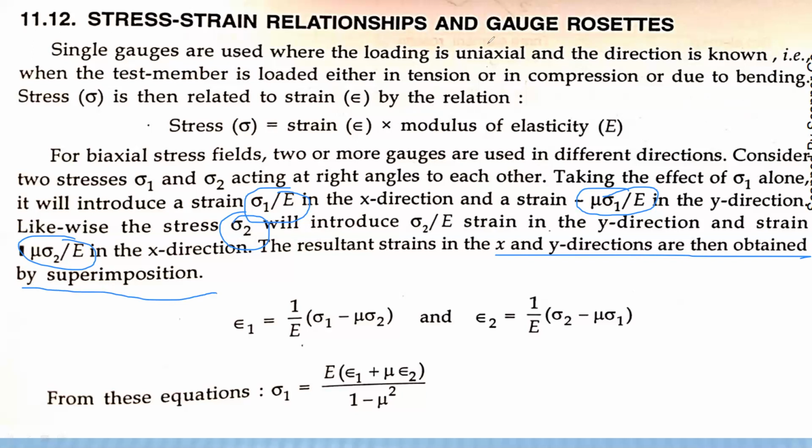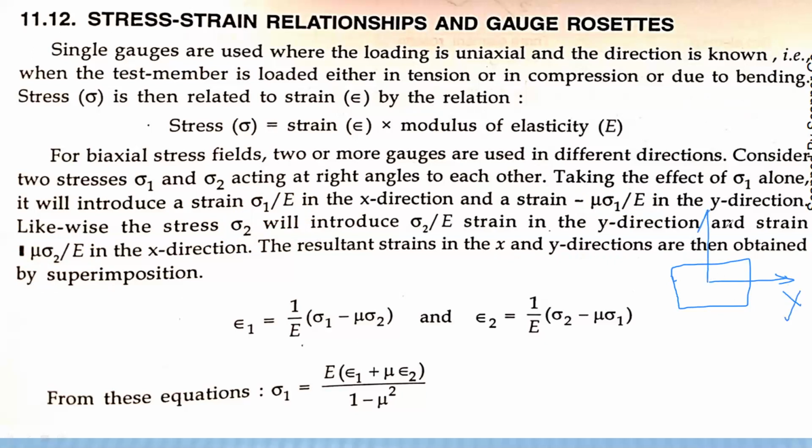That means the forces acting on that body are bidirectional, in biaxial directions. Suppose this is the body, and we take the x-axis and y-axis. The forces are acting on that body along the x-axis and also the y-axis, like this. The strains acting on that body are bidirectional, x direction and y direction. That is, biaxial stresses are acting on that body.